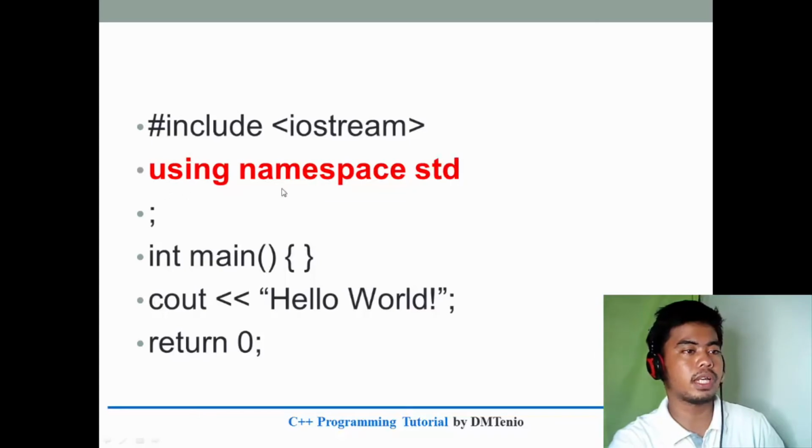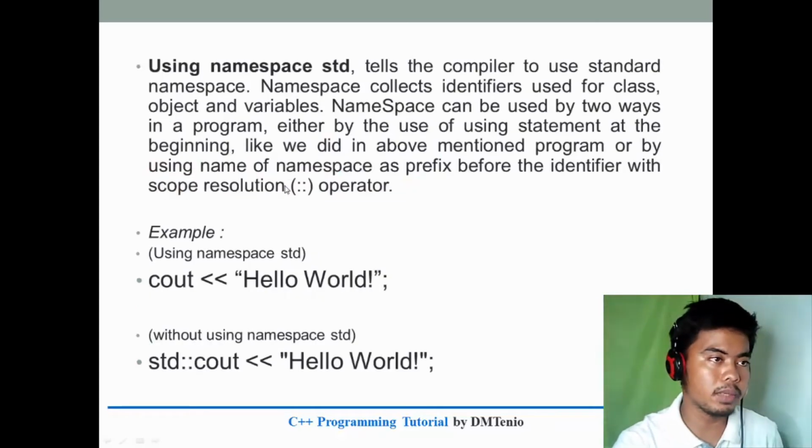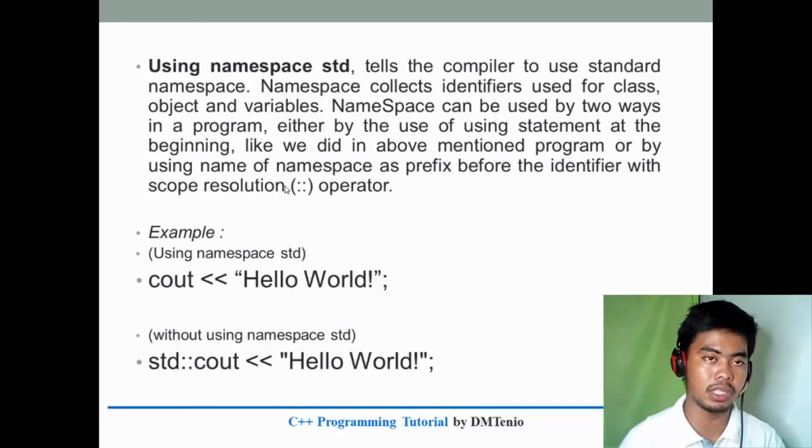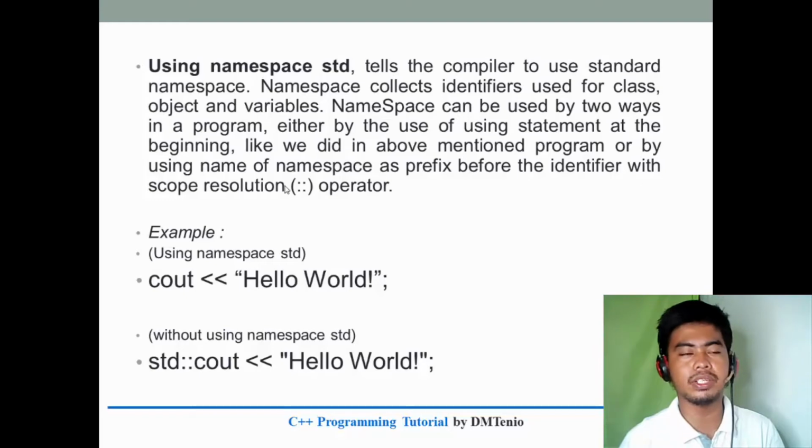Then nandito na tayo ngayon sa namespace std. So, using namespace std tells the compiler to use the standard. So, yung std guys is yung ating standard namespace. So, namespace collects identifiers used for class, object, and variables. Namespace can be used in two ways in a program.